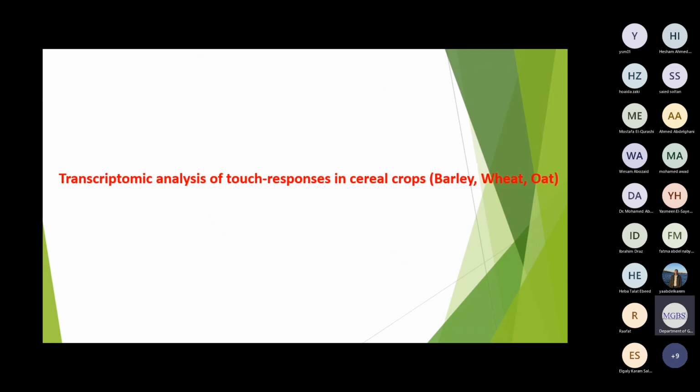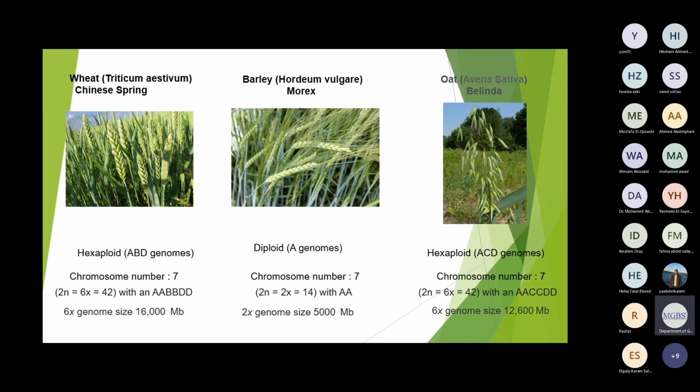So we have a transcriptomic analysis of touch response in the cereal crops barley, wheat, and oat. I will not talk about the importance of these three crops, because my colleagues covered it before, and you also know how important these crops are for human consumption, for fodder, and for beer, especially barley. Oat is for human consumption, and wheat is also for human consumption. So these plants are very important for humans.